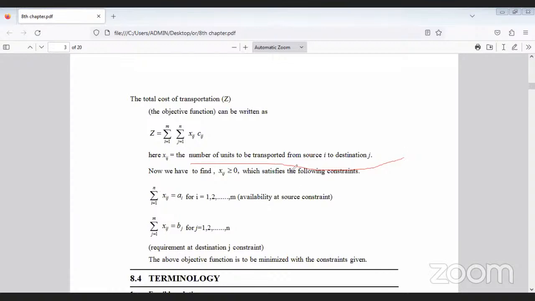Now we have to find x_ij greater than or equal to 0 to satisfy the following constraints. Summation of j equals 1 to n of x_ij equals a_i, for i equals 1 to m, the availability of source constraint. Summation of i equals 1 to m of x_ij equals b_j, for j equals 1 to n, the requirement of destination constraint. The objective function is minimized with the constraints given here. So you have to write this definition.